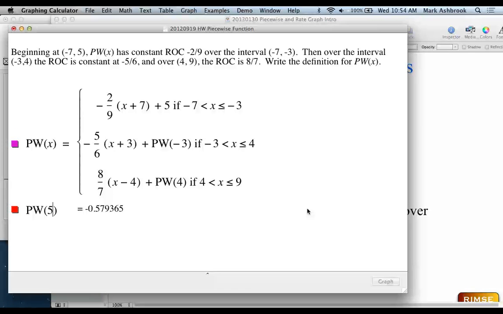Are you talking about plugging 5 in? Yeah. So what's going to happen here is it's going to graph that line, or it's going to define that constant rate, that linear function between those x values. You're taking a piece of that line. Do I understand that concept?